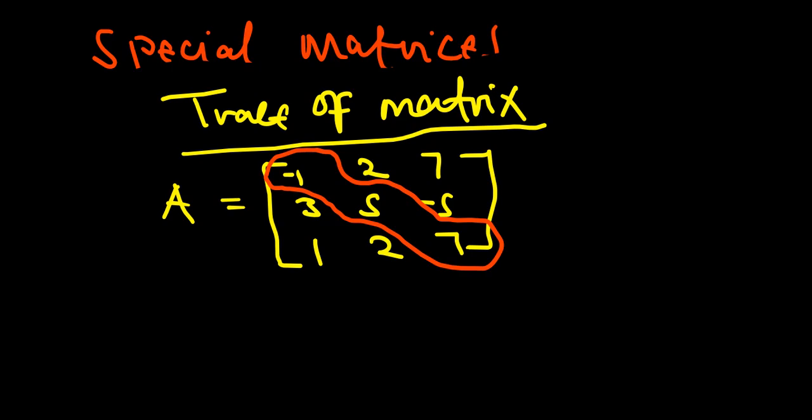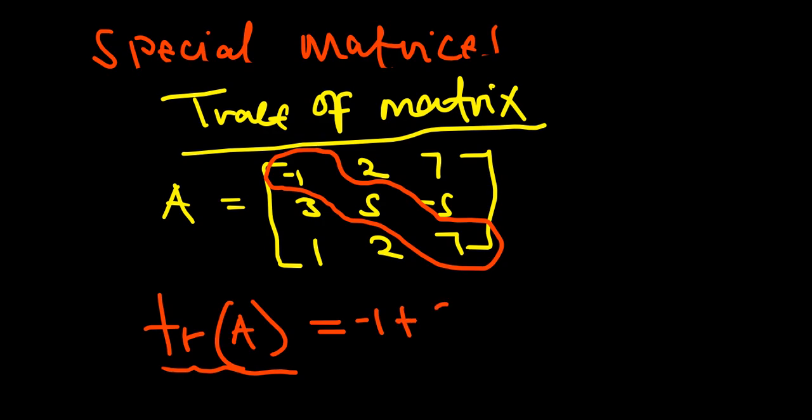It is represented as small letter t, small letter r. So the trace of the matrix A is just equal to the summation of the entries in the main diagonal. So you have 1 plus 5 plus 7. When we add that, what do we get? We get 11. So the trace of the matrix is just the sum of the entries in the main diagonal.